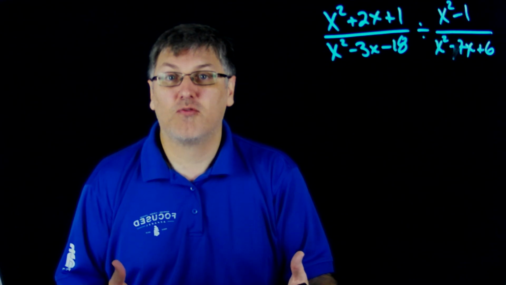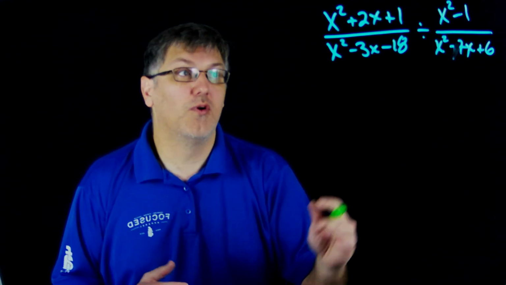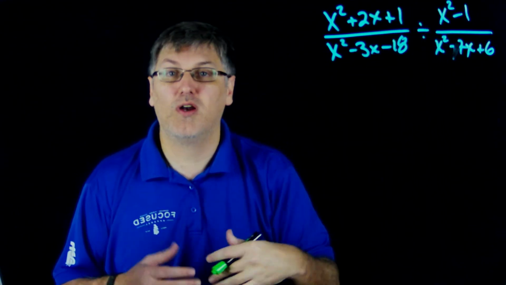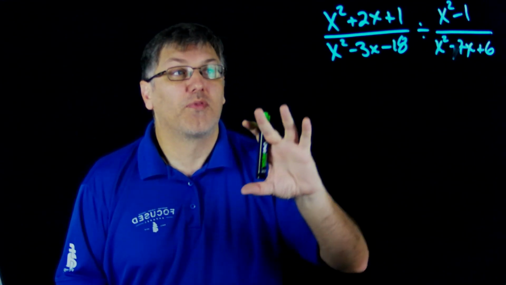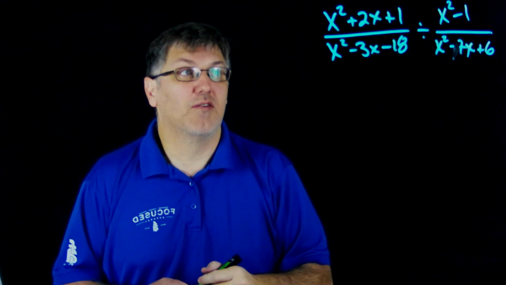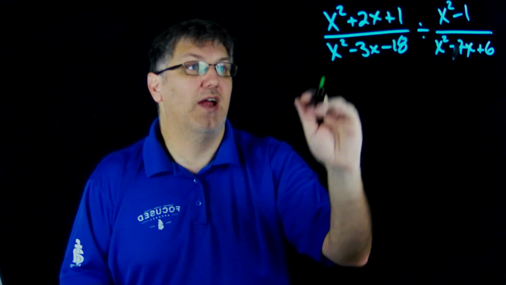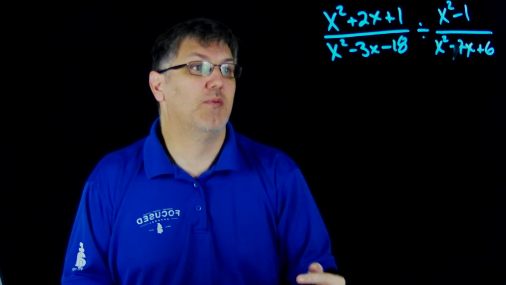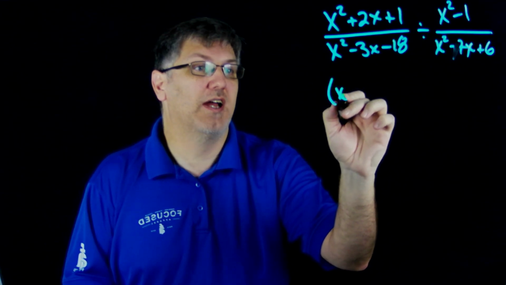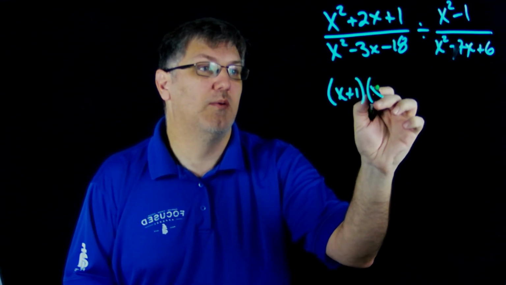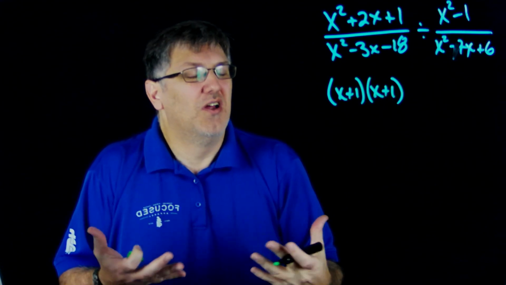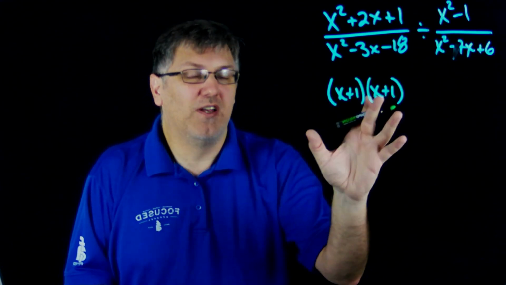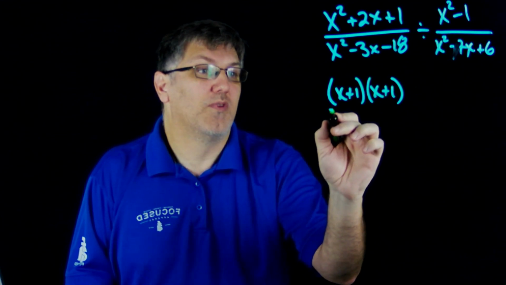Like everything in rational functions, the first thing we want to do before we even mess with the division symbol and worry about the rules of dividing with fractions is we're going to factor everything. So I'm going to look at my top here, x squared plus 2x plus 1, and that's going to factor to x plus 1 times x plus 1. I'm not going to write it as x plus 1 squared just because. If I need to write it that way, then I will.